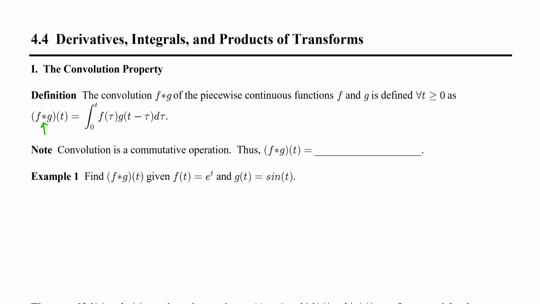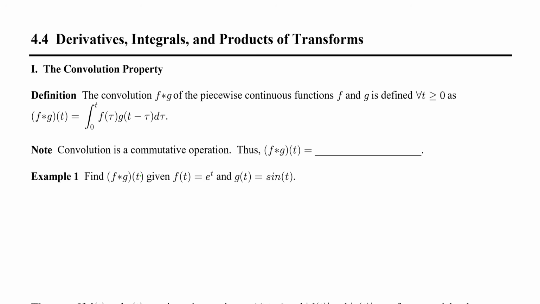The convolution property, again, is a binary operator, and that symbol codes instructions for a specific way of combining the two functions f and g. So when I see that binary symbol, it represents this integral operation.